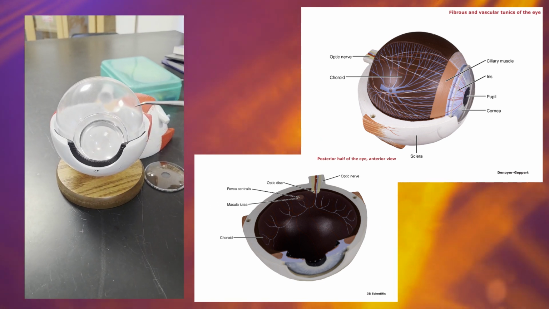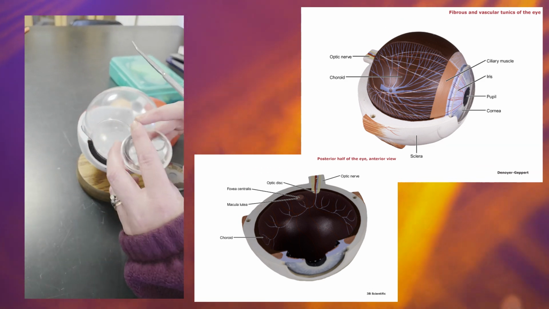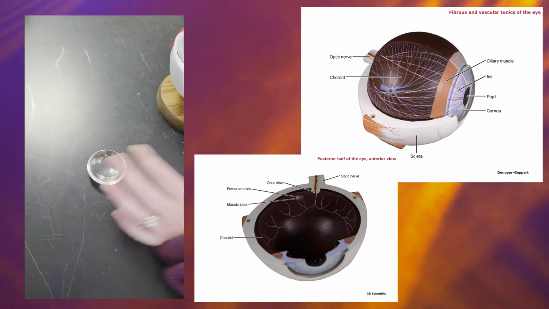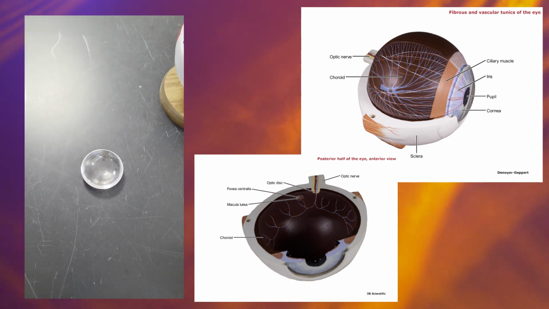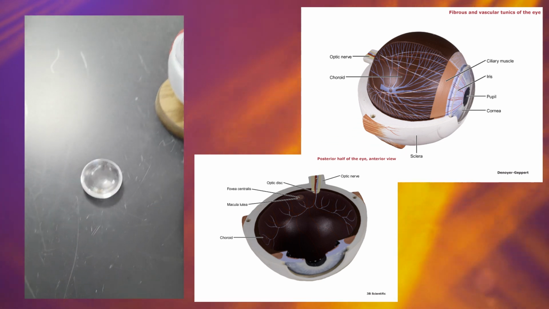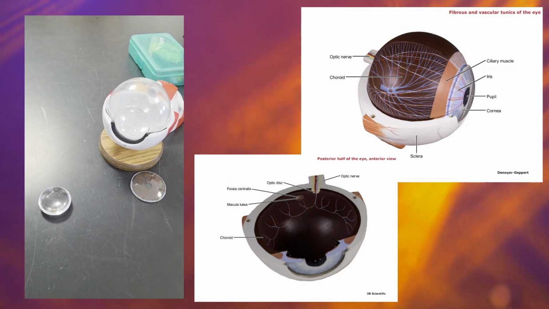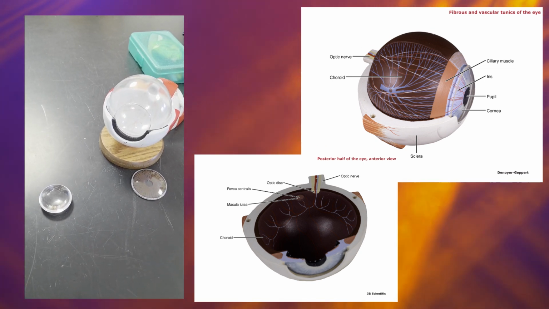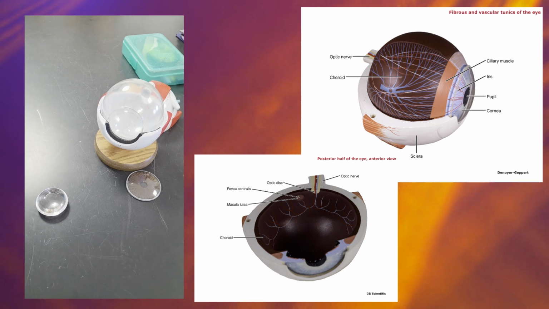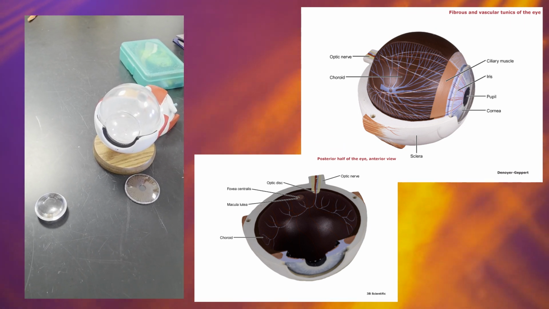And now that brings us to the lens, and I'm going to pull this out. So this is our lens. The lens, again, is located behind the iris. And the lens is transparent and flexible, and it plays a crucial role in focusing light on the retina, which allows us to see clearly at different distances.